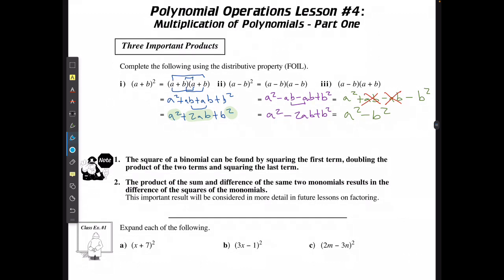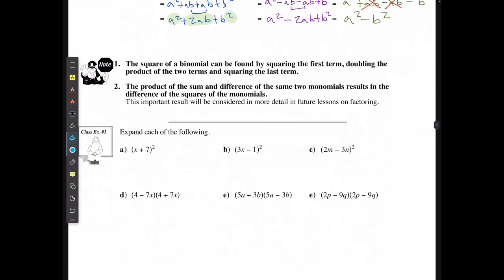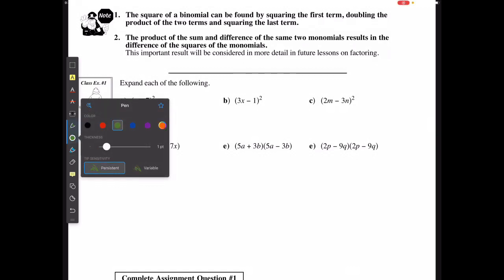So, the square of a binomial can be found by squaring the first term, doubling the product of the two terms, and squaring the last term. We've already seen that. The product of the sum and difference of the same two results in a difference of squares. The first term squared minus the second term squared. So I can use that same principle to multiply these out pretty quickly.